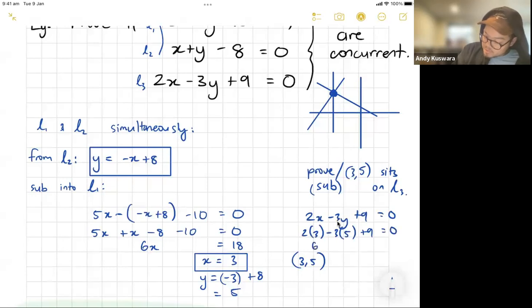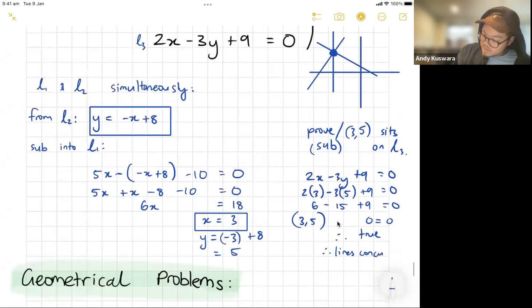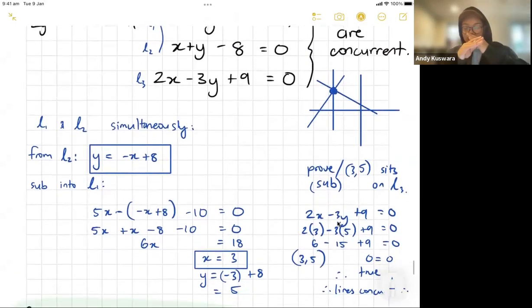Let's see how we go. 6 take away 15 plus 9 equals 0. Is that correct? Yep, it's true. And therefore, the lines are concurrent. Okay, because I've proven that there's an intersection point, and I've proven that the third line also goes through that intersection point. Okay, hopefully that makes sense.